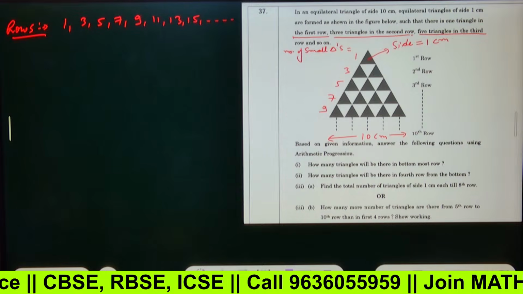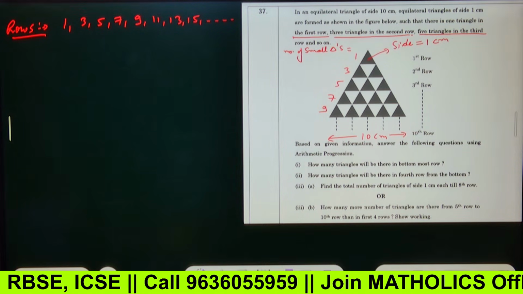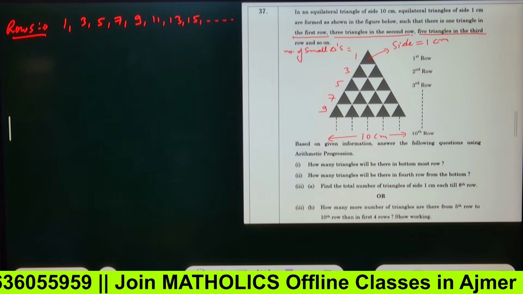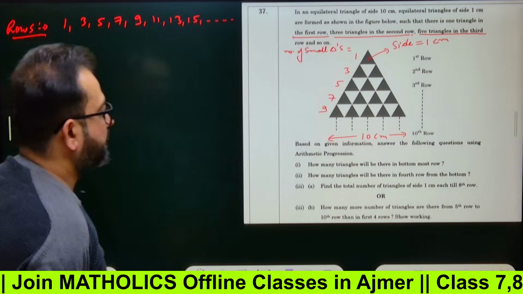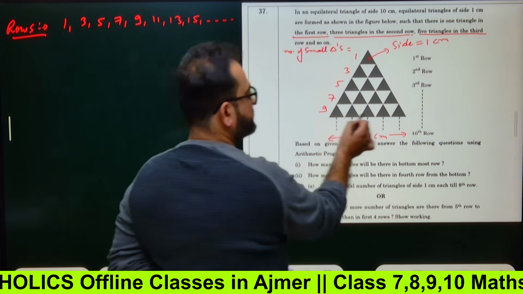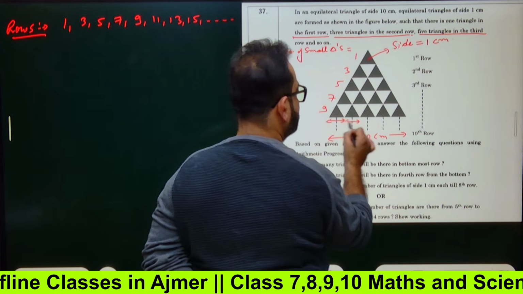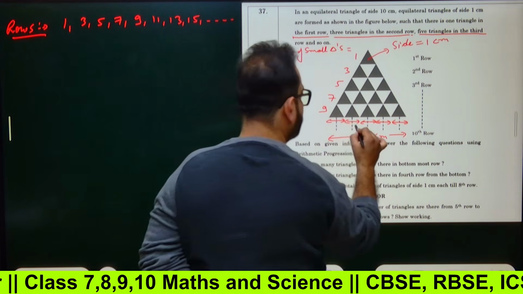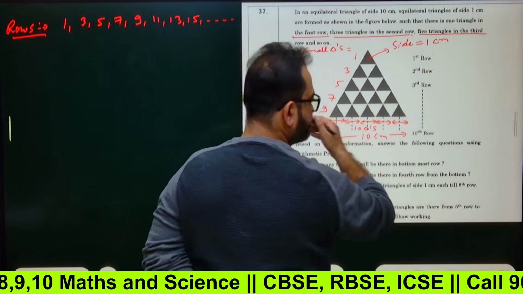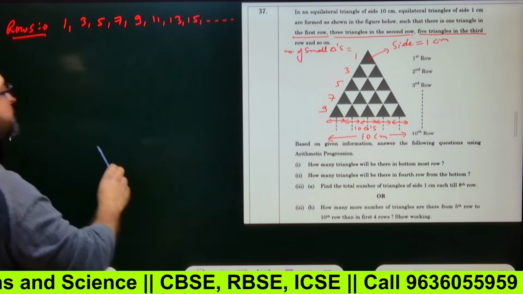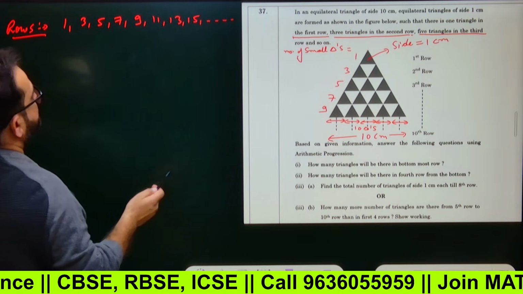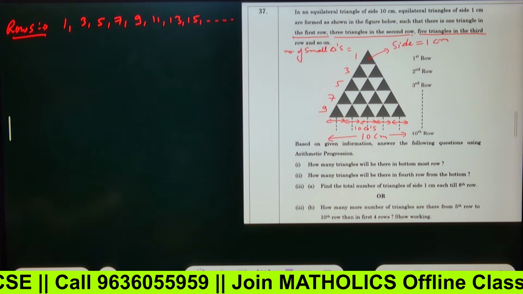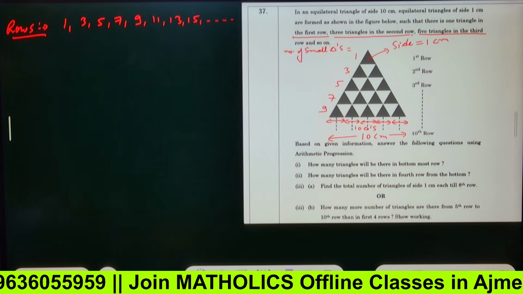First, tell me how many triangles are there in the bottommost row. Can anyone tell me? How many of these kind of triangles will be there? This is 1 centimeter, this is 1, this is 1, this is 1. So at the end, there will be 10 triangles like this. Yes. So we have to find the 10th row. How to check for the 10th row, or how to check for the number of triangles in the last row?